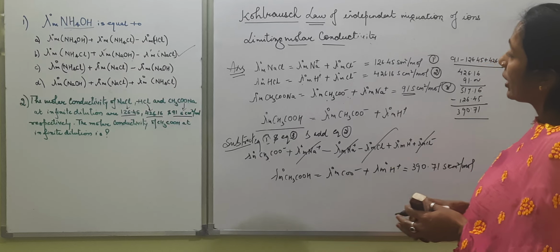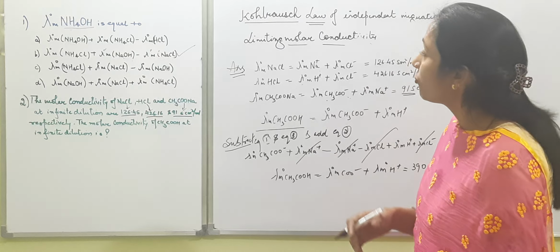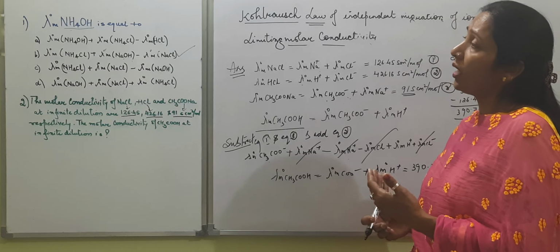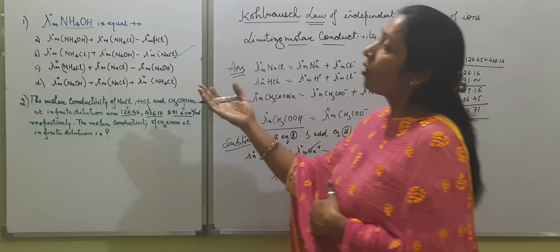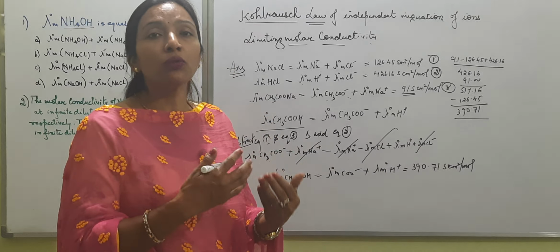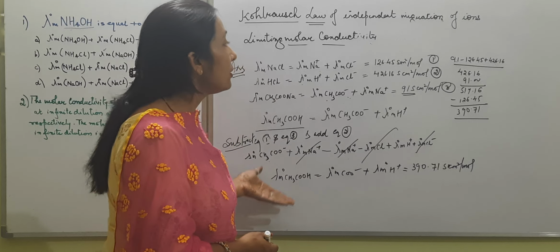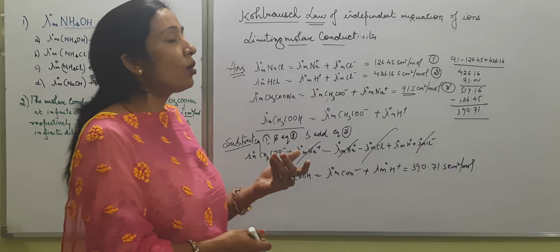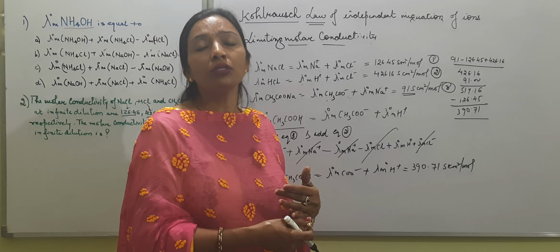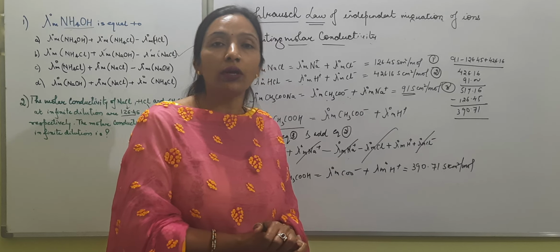So this is the way we can calculate the limiting molar conductivity of various electrolytes. If we are provided with strong electrolytes, then we can find out by using Kohlrausch law the limiting molar conductivity of other electrolytes. So Kohlrausch law is used to find out the molar conductivity of weak as well as strong electrolytes.